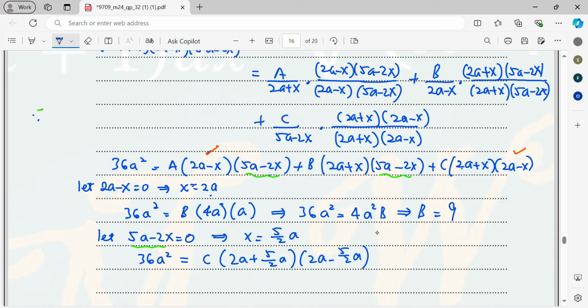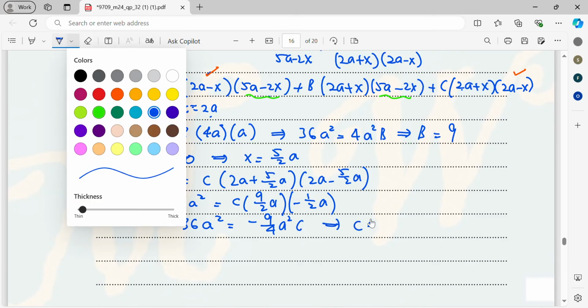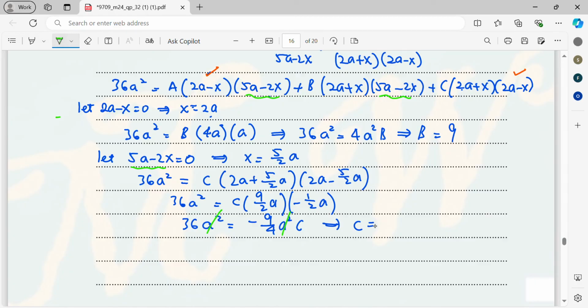And here you will be getting 36a squared equals 9 over 2a multiplied with negative half a. So this is going to be 36a squared equals negative 9 over 4a squared C. So then the C is, the a squared will be cancelled off from both sides. Then C is 36 times negative 4 over 9. Then you will be getting negative 16.